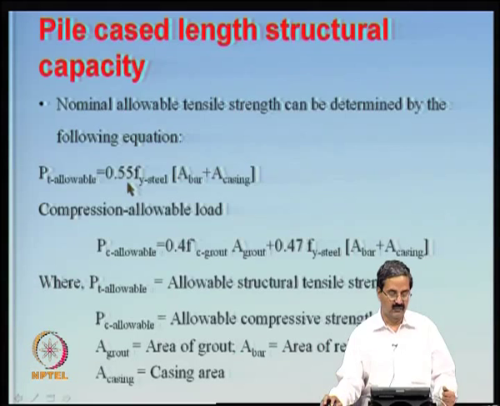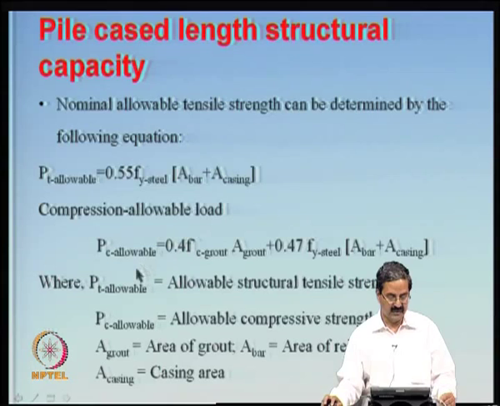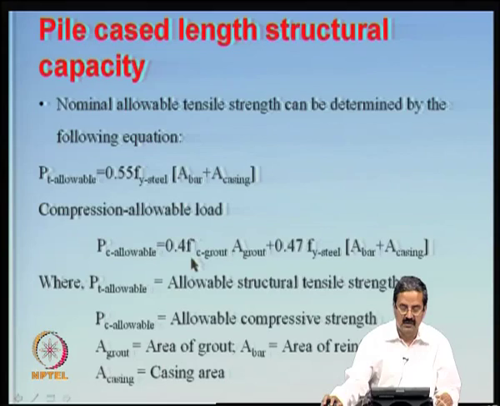Here we take 0.55, which is similar to a factor of safety of 2, or a little more or a little less than that. Then you get 0.55 Fy steel into A bar, the area of cross section of the central bar, plus the casing. That is in the case of tension. And in the case of compression, we have 0.4 into f'c grout into the area of the grout, plus 0.47 Fy steel into the area of the bar plus the area of the casing.